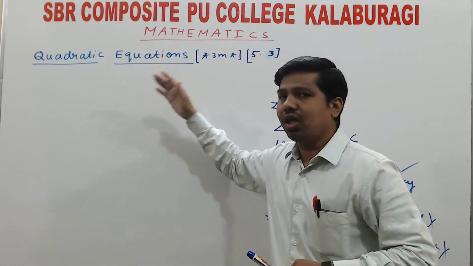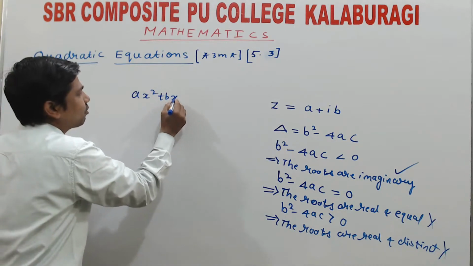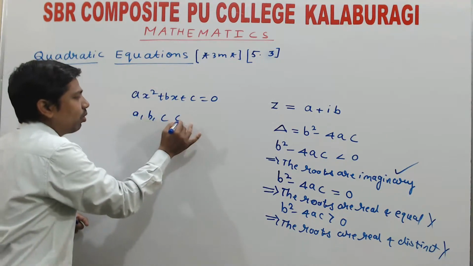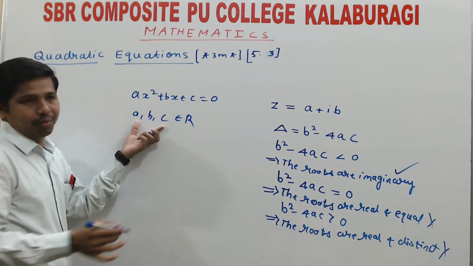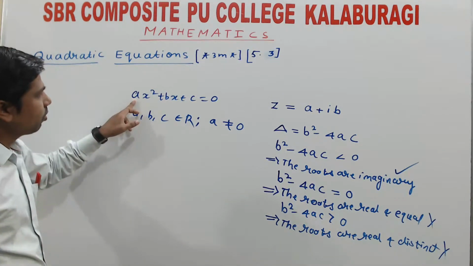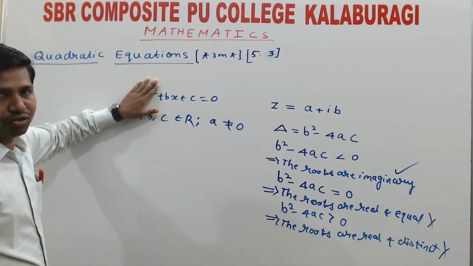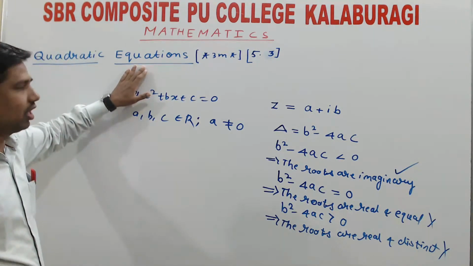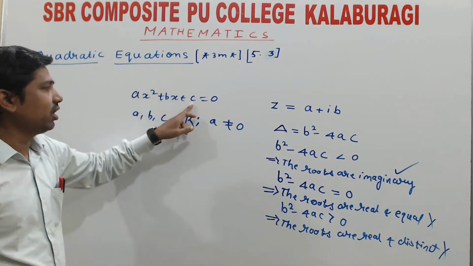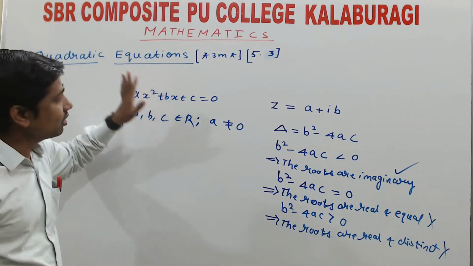Before that, what is a quadratic equation? Definition. Right. So the general form of a quadratic equation is ax square plus bx plus c equal to 0, where a, b, c are any real numbers, and a is not equal to 0. What happens if a is equal to 0? If a is equal to 0, 0 into x square will be 0 only. That leads to a linear equation, so it is not a quadratic equation, but the chapter is on quadratic equations. If a equal to 0, it becomes a linear equation. This is the general form.